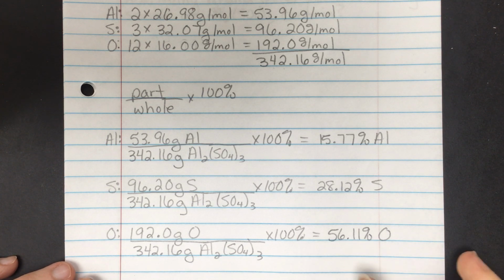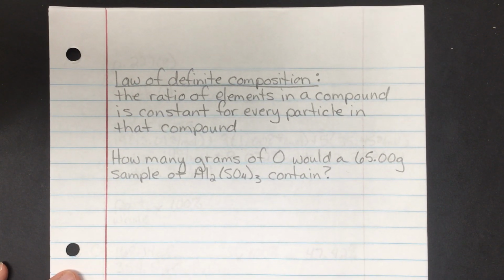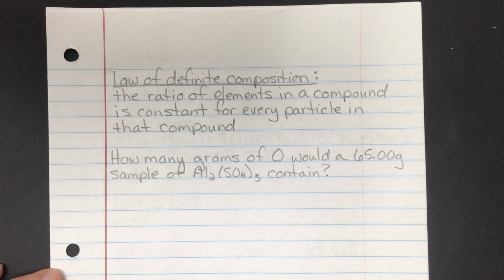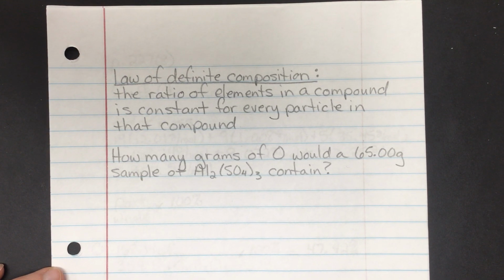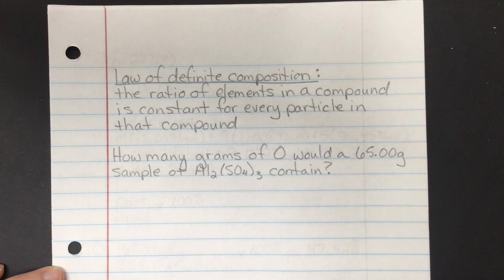So that is how I do that problem. Now notice those percentages are exactly the same as for the previous problem. And that is due to the law of definite composition. This means that the ratio of elements in a compound is constant for every particle in that compound. And so that allows us to do the next problem, which I'm going to do in a separate video so I don't run out of time. But copy it down.